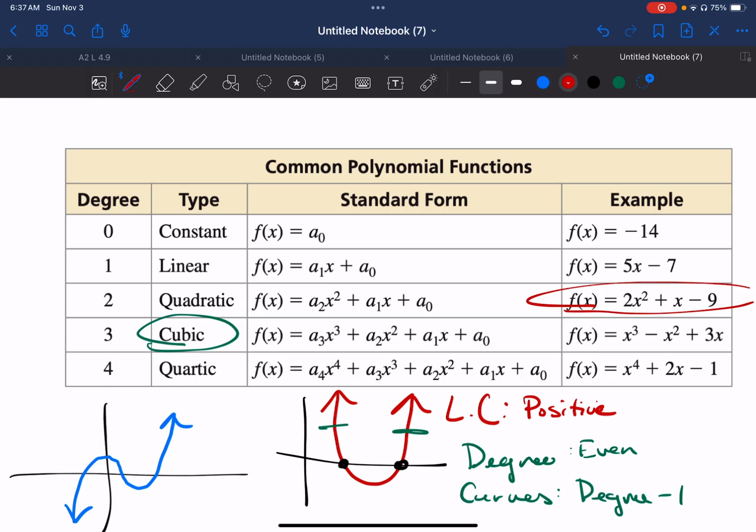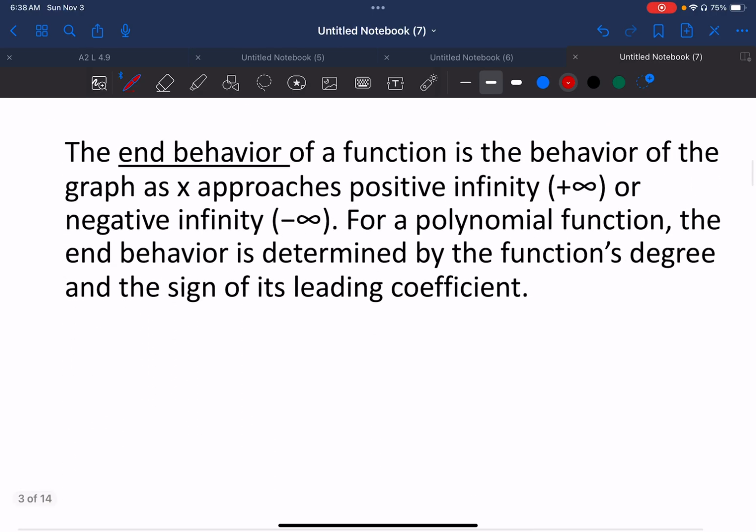But then it ends up being that I have 3 zeros. So you kind of see where I'm getting at. You can tell how the graph is going to look based off of your degree and your curves, your zeros, all that kind of stuff. Okay, so end behavior. What is end behavior? So it says the end behavior of a function is the behavior of the graph as x approaches positive infinity or negative infinity. For a polynomial function, the end behavior is determined by the degree and the sign of the leading coefficient. So what have we just talked about?